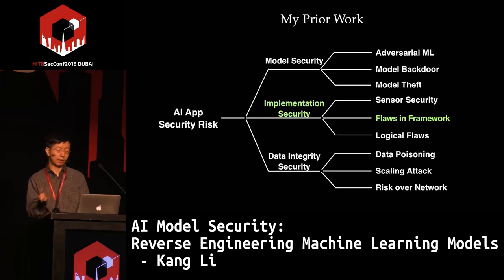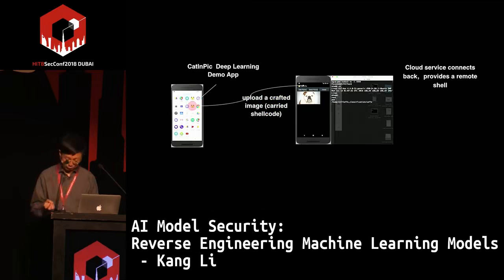So this is work I presented a year ago at POC, so 2017, and it's about implementation security. This is a case where we demonstrate that even if you have a cloud API and you put all the work in the cloud, there's still a threat because of your implementation security. The demo we did is an application on the phone called Cat in the Picture. What it does is it sends a query to a server on the cloud, and the cloud runs the Caffe model and all the service, and the cloud only responds to queries.